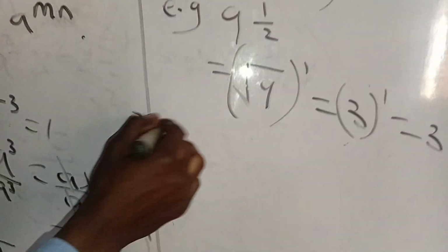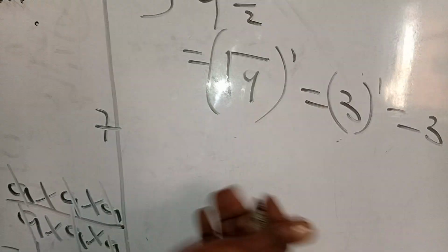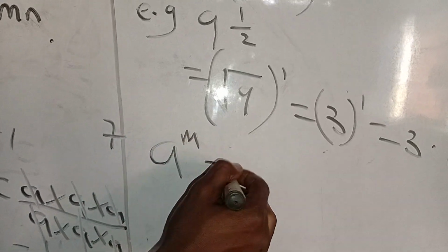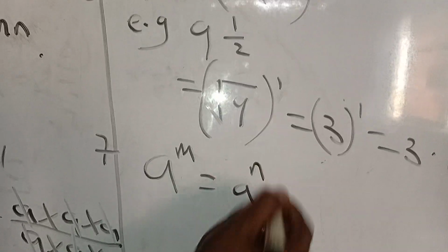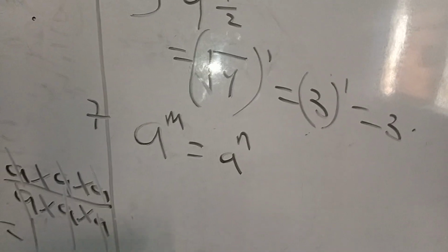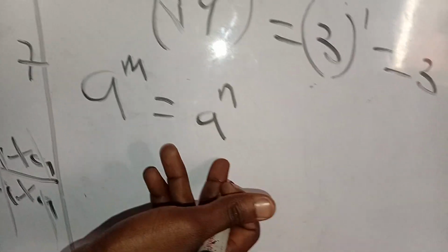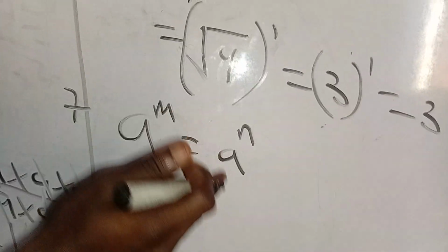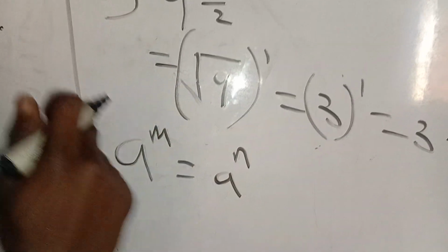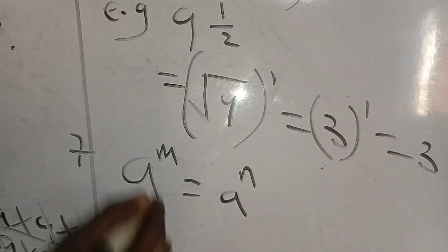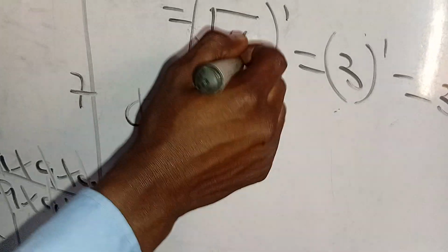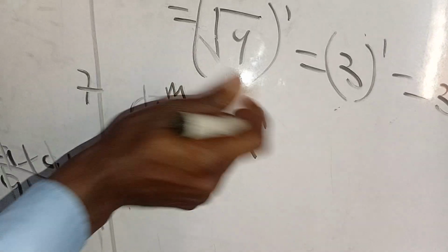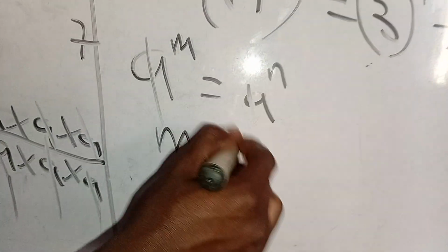The seventh law, just to recall: if you have a raised to power m equals a raised to power n, don't forget that if the bases are the same, we are going to equate the powers. That means if the bases are the same, cancel, and equate the powers. What I mean by equate is that m will be equal to n.